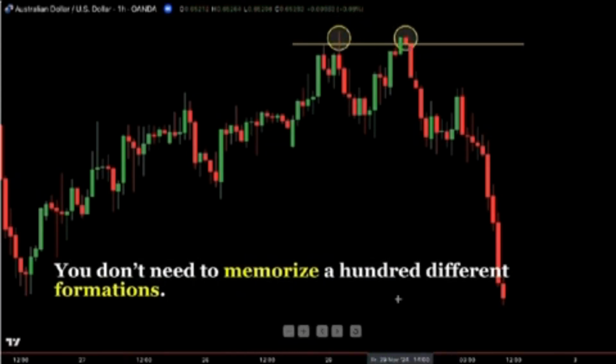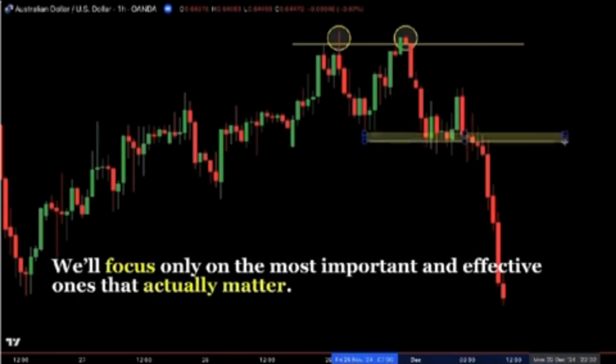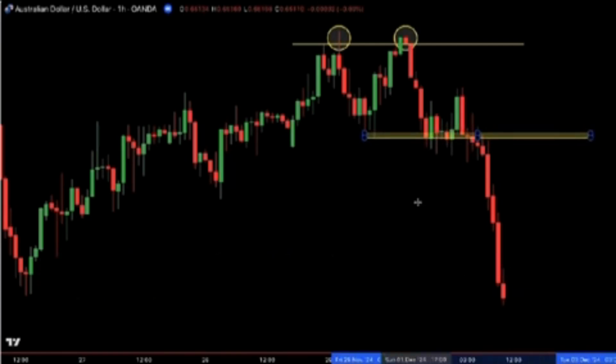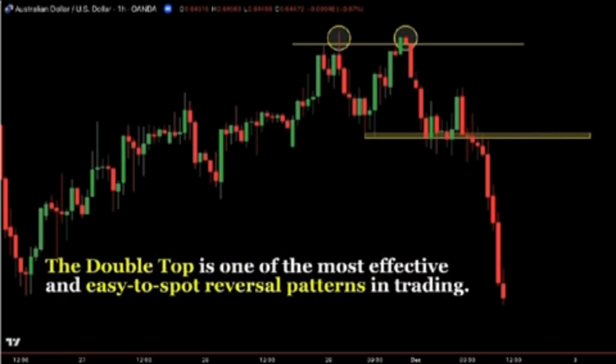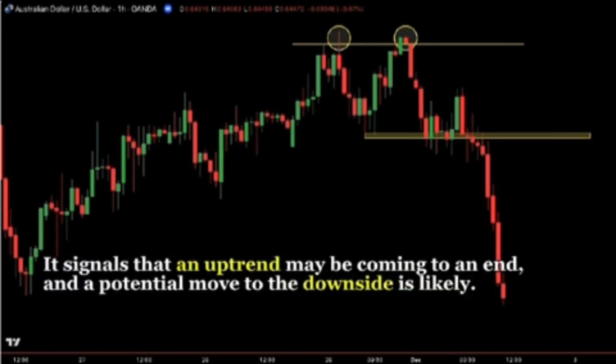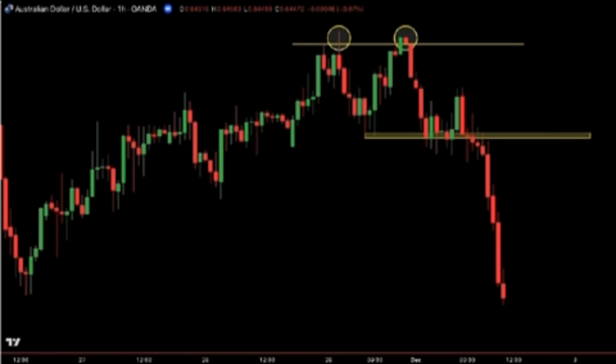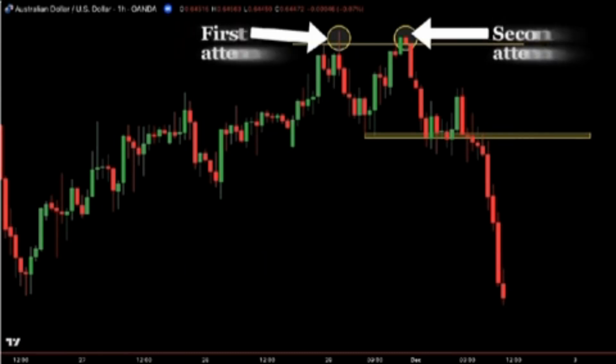Okay, the first one is the double top, a simple but powerful reversal pattern. The double top is one of the most effective and easy to spot reversal patterns in trading. It signals that an uptrend may be coming to an end, and a potential move to the downside is likely. This pattern forms when price attempts to break a resistance level twice, but fails both times. This failure shows that buyers are losing momentum, and sellers are stepping in to push prices down.